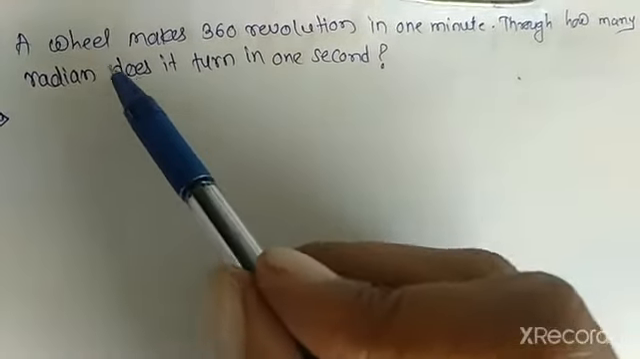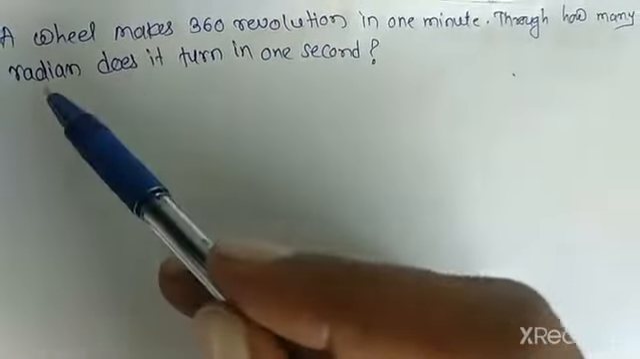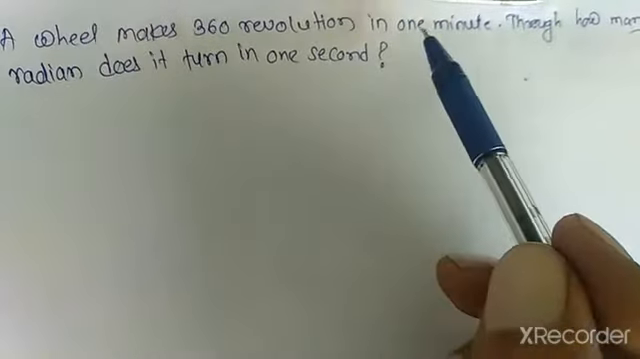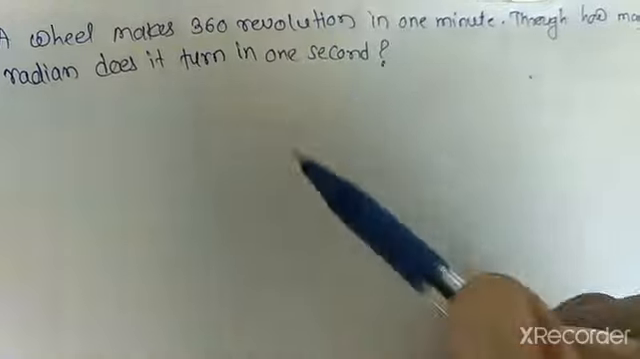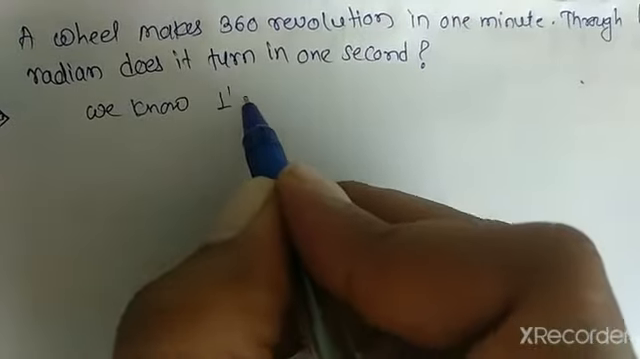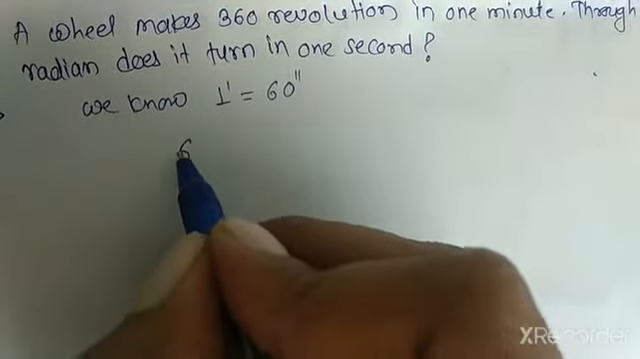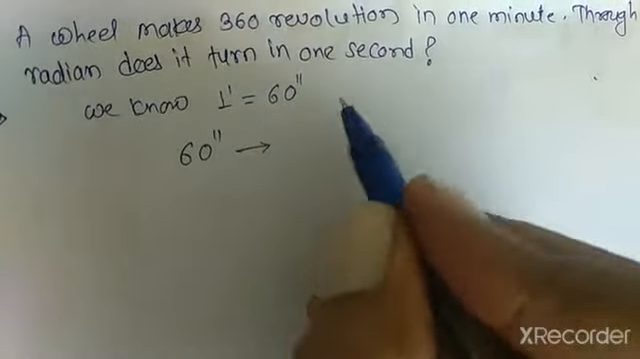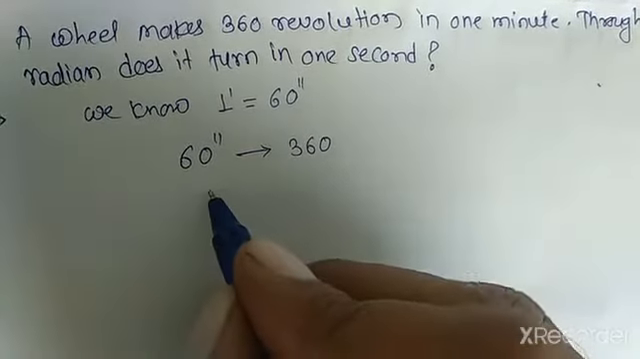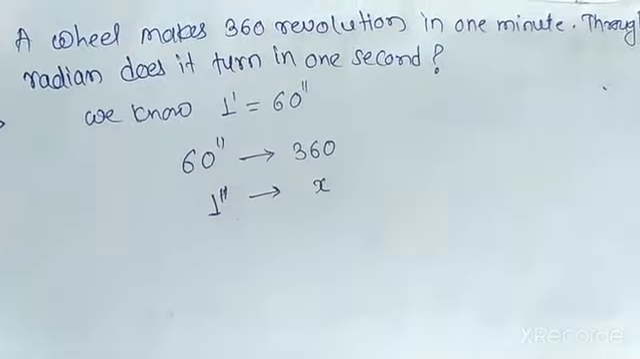now consider next example. A wheel makes 360 revolution in 1 minute. Through how many radian does it turn in 1 second? Okay, this is our question. Now here given that in 1 minute it takes 360 revolution. So we know 1 minute is equal to 60 seconds. Okay, so for 60 seconds it revolves 360 revolution. Okay, so for 1 second we have to find x.